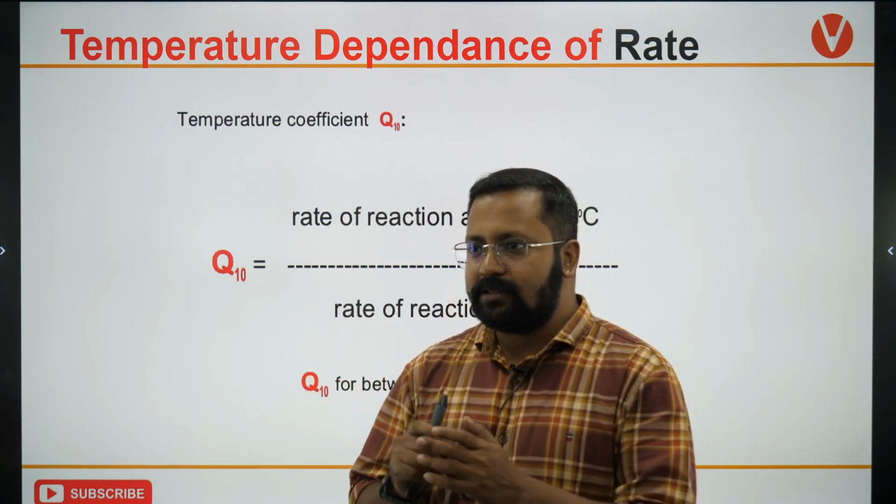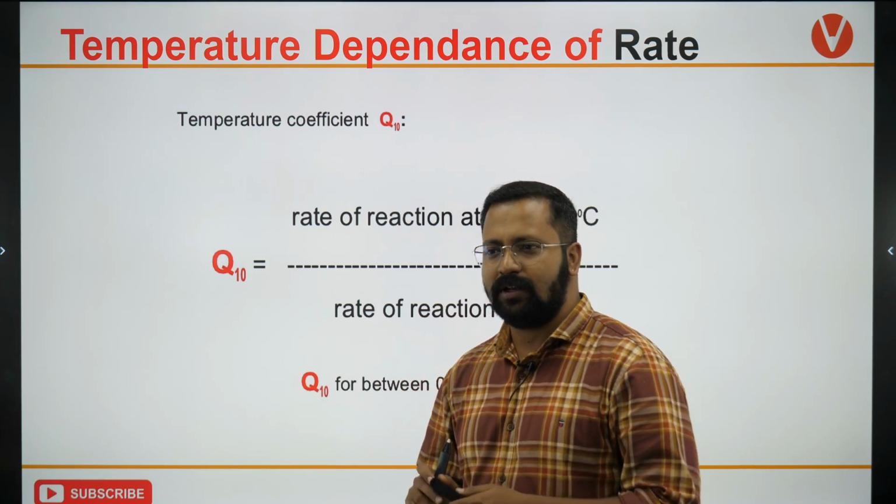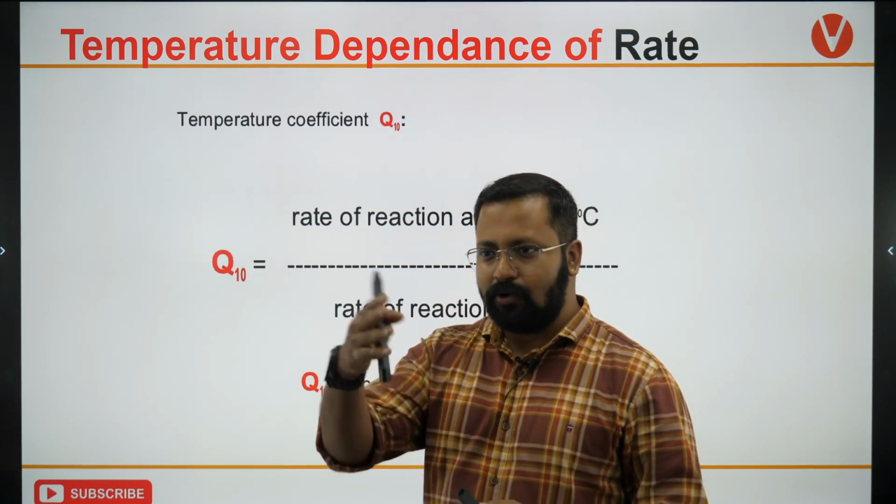It is generally written as in NCERT. Don't know if it has any exception at increasing temperature. I don't know what you're talking about, Preetham.